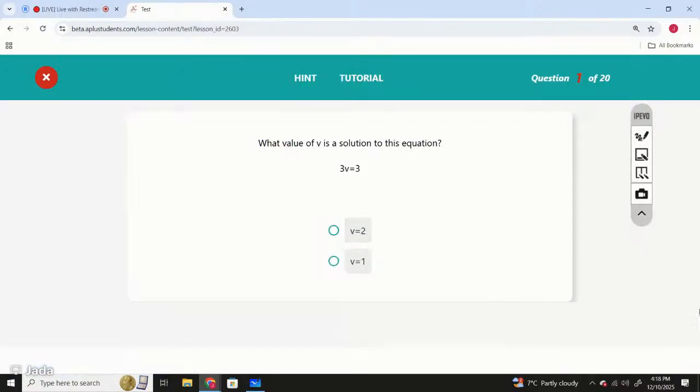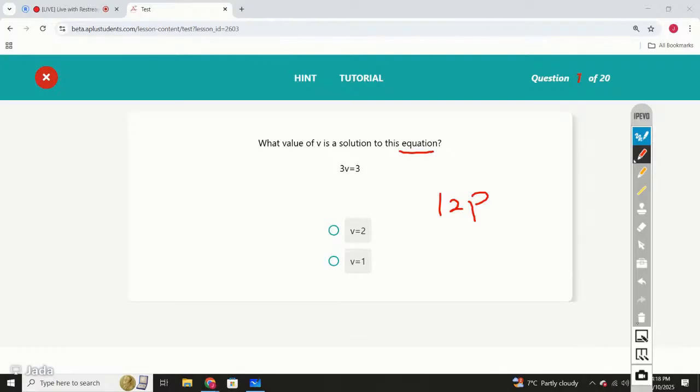Okay, let's just start with the test questions. What value of v is the solution of this equation? We are given two of the values, v equals 2 and v equals 1. Let's replace the variable with the first value, that is 2. 3 times 2 is 6, but 6 is not equal to 3, right? That means v equals 2 does not satisfy the equation.